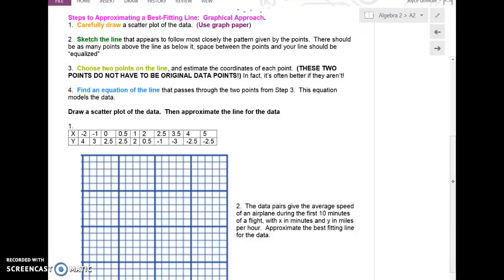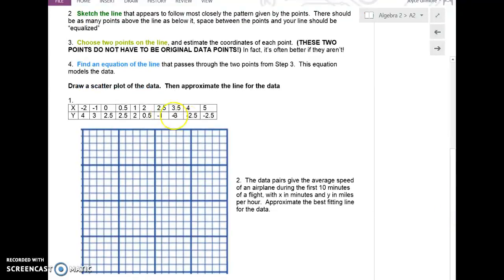So we're going to start with step 1. Let's plot the data on this graph. My smallest x value is -2. My largest x value is 5. Since there are negatives and positives, I am going to use the center point as the origin. So this is my x-axis, and up here is my y-axis.